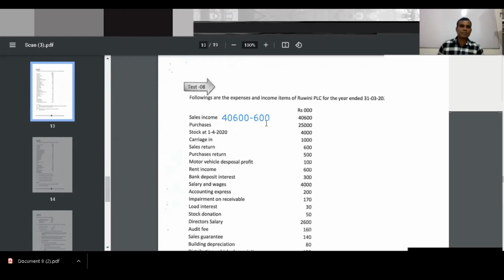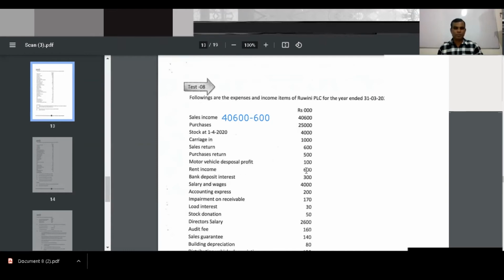Sales return should be subtracted here, no matter. Purchases return should be subtracted from purchases, or under carriage inwards you can write that value within brackets, emphasizing subtraction. Purchases return. Motor vehicle disposal profit, that is working number two, under the category of other income.